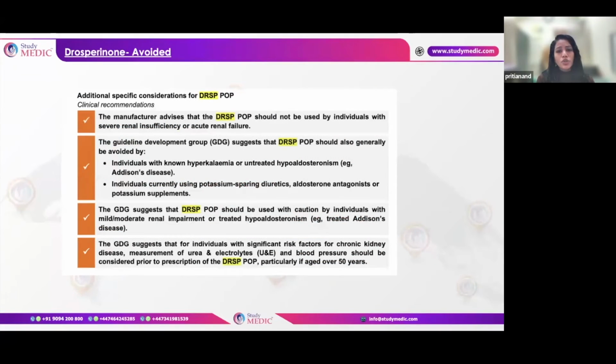A few words about the drospirenone containing new POPs. Because it is a drospirenone containing POP, it has some mineralocorticoid properties. So as a result, in patients with hyperkalemia, untreated hypoaldosteronism, or if the patient is on potassium-sparing diuretics, as far as possible, drospirenone containing POPs should be avoided. They should also be avoided in patients who have renal insufficiency or acute renal failure.